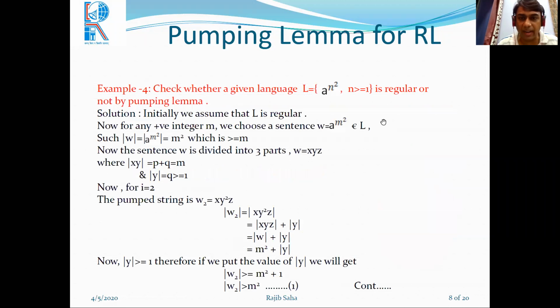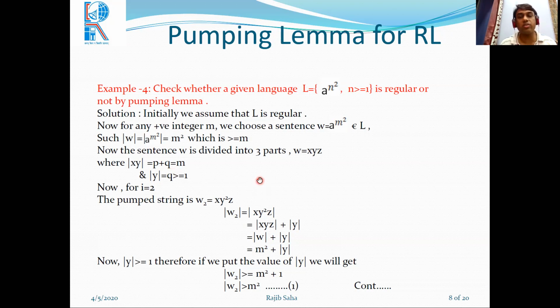Now another category of problem, that is a square, sometimes square or cube, like a to the power n square. Same approach: first, initially we consider it as regular. Now for any positive integer m, a to the power m square belongs to L. So mod of w is equal to m square, which is greater than or equal to m. No problem. Now again we divide it into three parts, x, y, and z. Mod of xy is equal to p plus q.